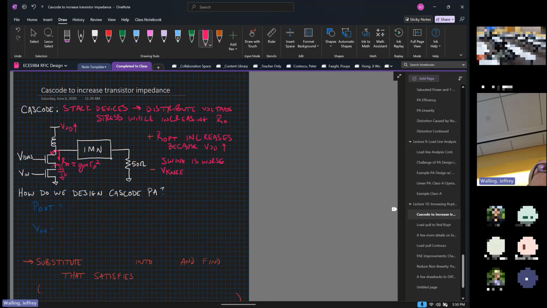Well, I take your point. I'll say, how about this? We don't really know what happens with the swing because we don't know what the optimum termination impedance is. So we shouldn't necessarily say that it's worse, but we do know that V knee is going to be bigger. So it's going to reduce the lower end of the swing range.